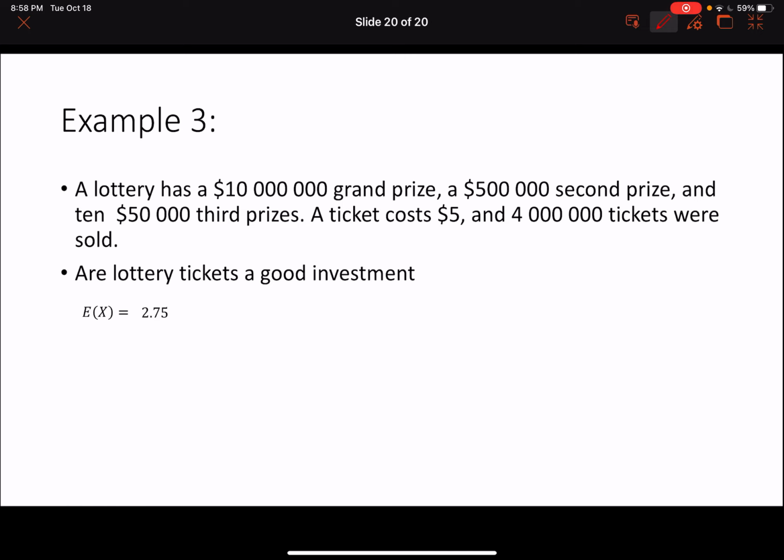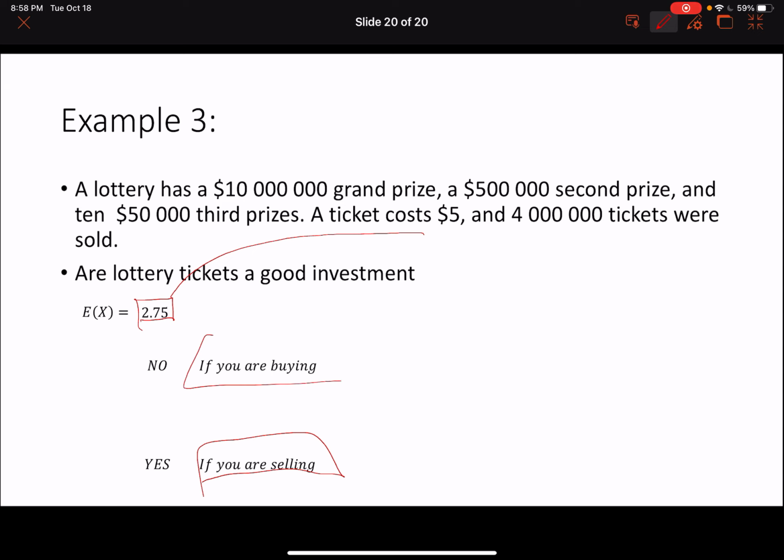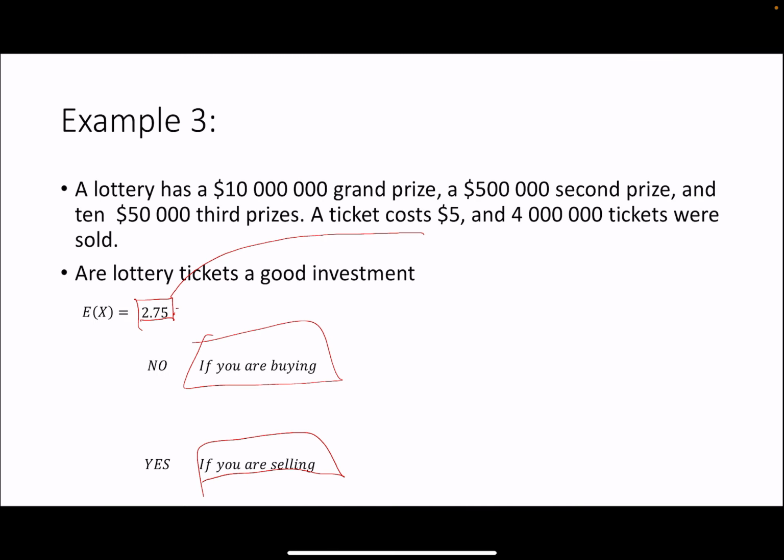So is our lottery a good investment? Well, after I own it, it's worth $2.75, right? Multiply the probability times the outcome, I get 2.75, but I paid $5. Is it a good investment to own it? Well, the answer is twofold. Yes, it is if you're selling, but no, it's not if you're buying. So you're going to have to pay $5 for something worth 2.75. So it's not worth it. It's not a good investment. And that's it for probability distribution.